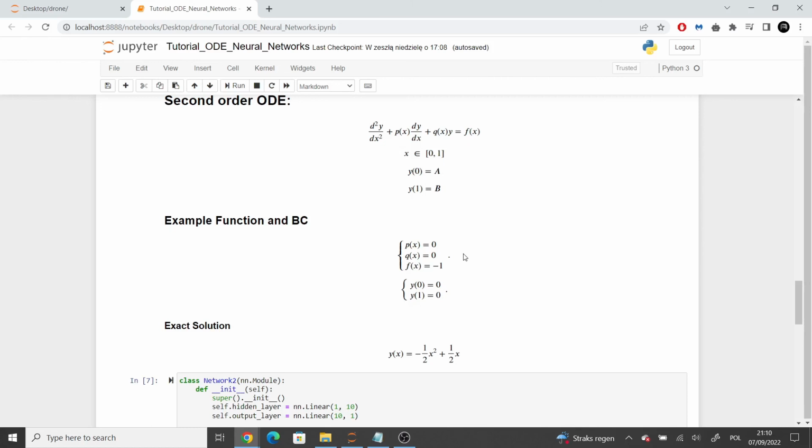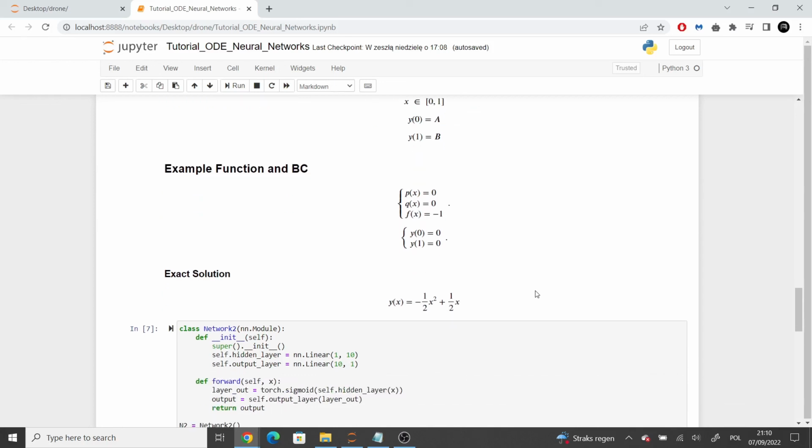So the functions of second-order ODE are defined as shown here. And the second-order differential equation becomes simply y double prime equals -1. And because the boundary conditions at x equals 0 and x equals 1 are set to 0, the exact solution is equal to y equals -1/2 x squared plus 1/2 x.